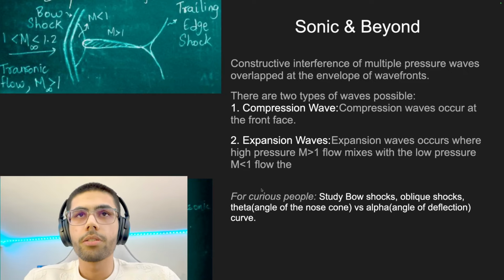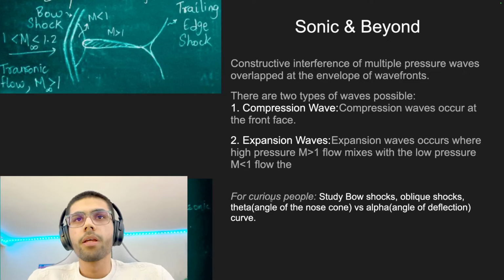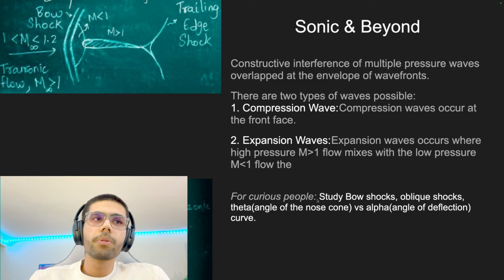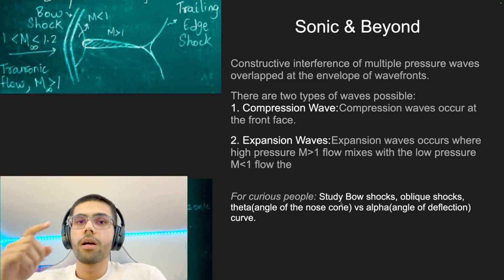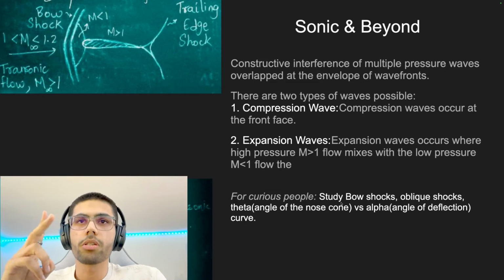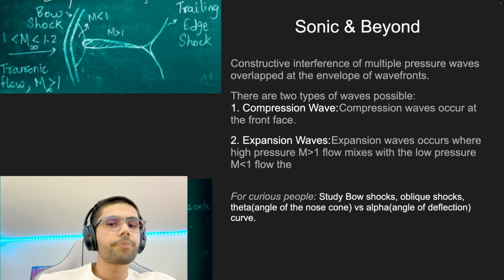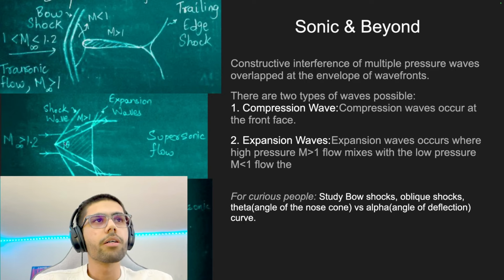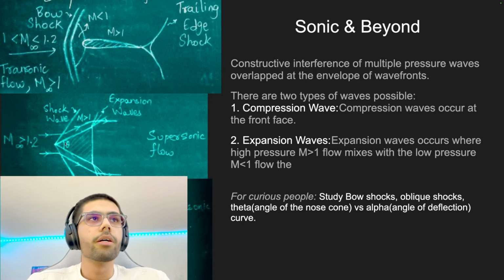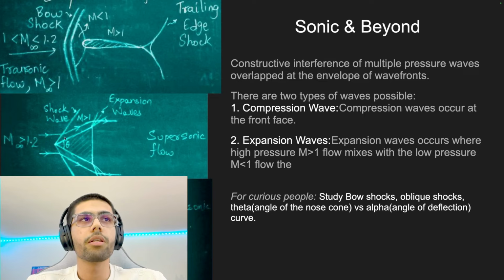The air suddenly expands. Now, for curious people, they can go and study how bow shocks work, oblique shocks, and the theta versus alpha curve. So this angle theta of the nose cone decides what the angle of the shock wave is going to be. This is called oblique shock, and this is called bow shock. You can study the relation between this angle and the angle of the shock wave.